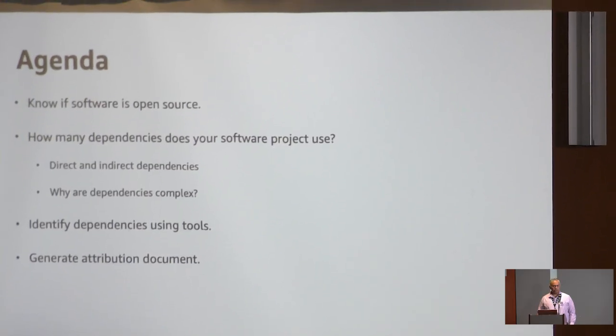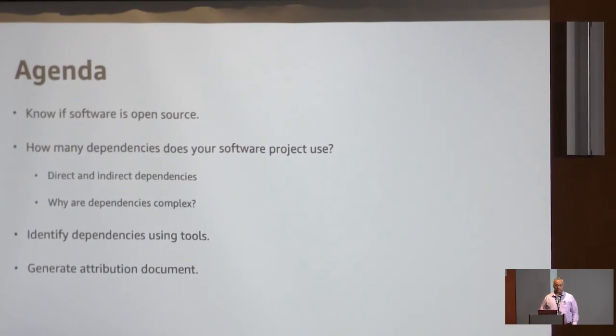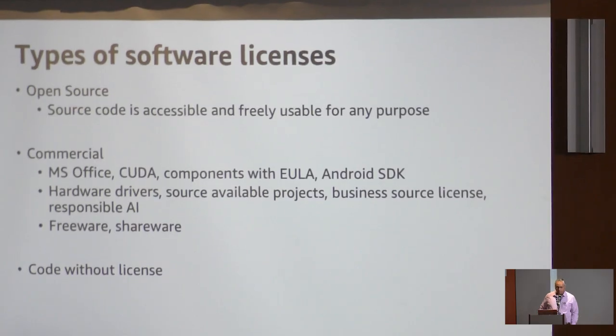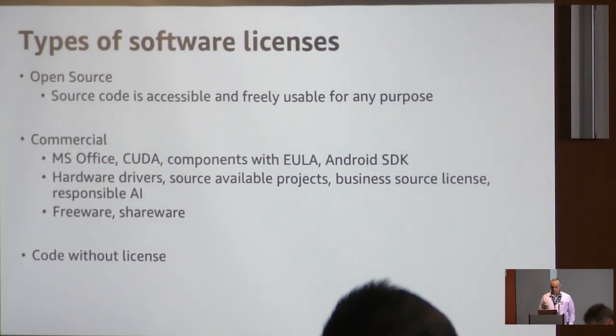So how many dependencies are there in your software? How do you identify dependencies using tools? And how do you generate attribution notices, especially if you are distributing your software? Types of software licenses.